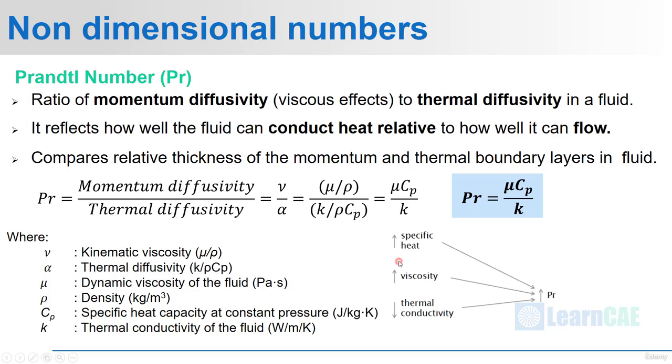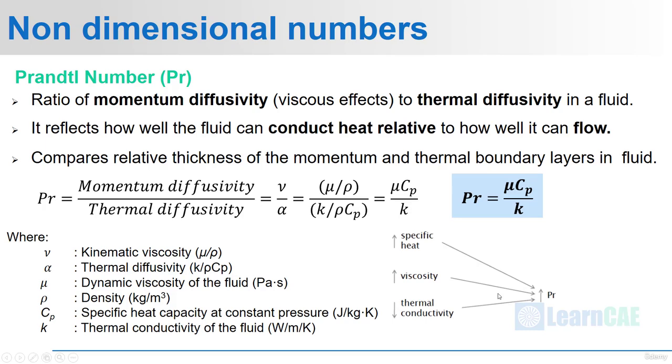So effectively, if the specific heat increases and the viscosity increases, then the Prandtl number will increase. It means the viscous effect will dominate the flow. If thermal conductivity decreases, then the Prandtl number will go up further. So if the thermal conductivity increases, then the Prandtl number will come down, that is, the denominator term will be high.